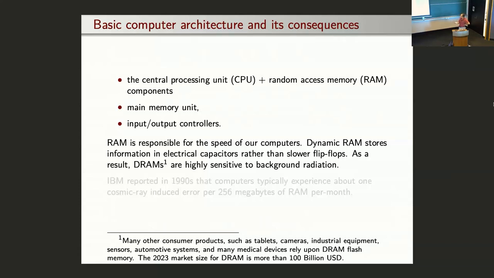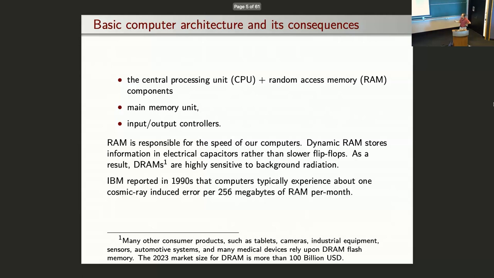Going back to sensitivity to background radiation, this is a very old report from IBM from the 1990s. They mentioned that RAMs typically experience one cosmic ray induced error per 256 megabytes of RAM per month. And this was in the 1990s. Of course, now with modern technology, we know that these chips are much smaller, so errors are bigger. This error rate has actually increased. It didn't decrease.